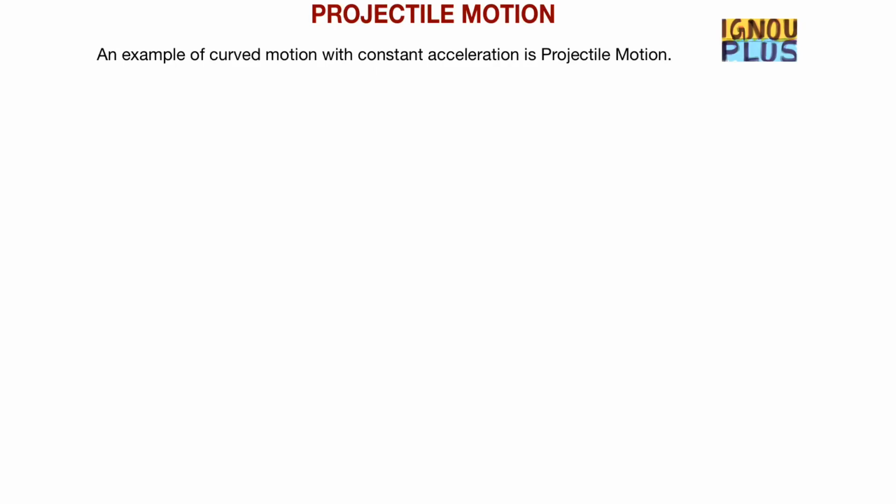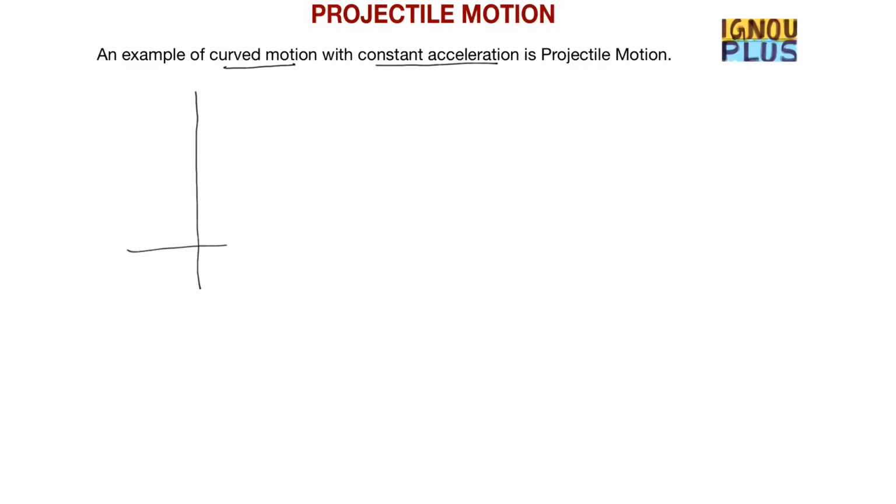Hi everyone, in this video we will learn projectile motion. The definition of projectile motion: an example of curved motion with constant acceleration is projectile motion. Now there are two things: one is curved motion and then constant acceleration. So if there is a curved motion and constant acceleration, we call it a projectile motion.